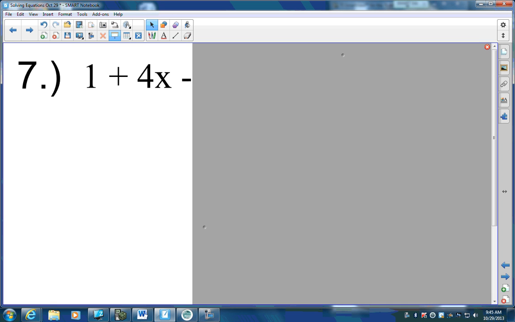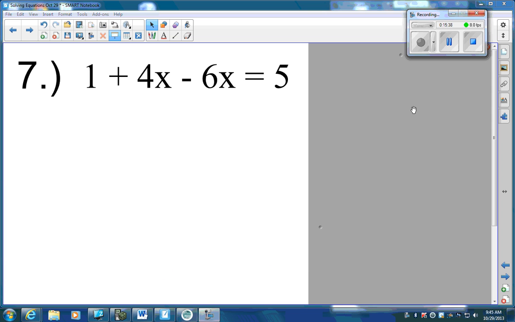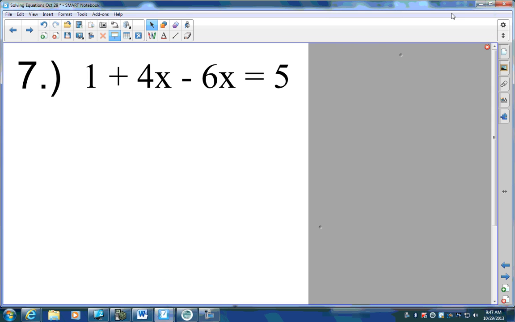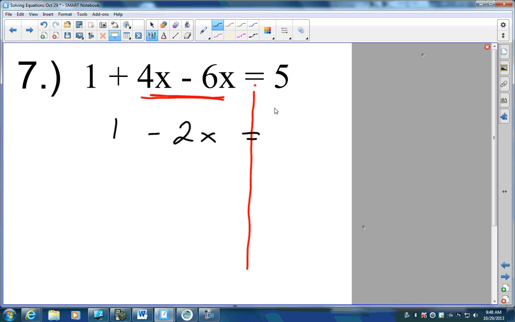Try the next one. Try number 7. And then check it in the calculator. Okay, so on this one, I'm going to draw my dotted line where the equal sign is. I'm going to look on the left-hand side. I'm going to put together my x's. I'm going to bring my 1 down, and I have 4x minus 6x, which is minus 2x, equals. And on the right-hand side is the 5.